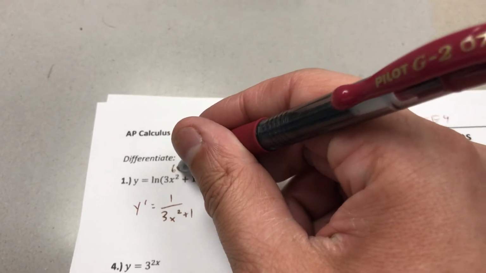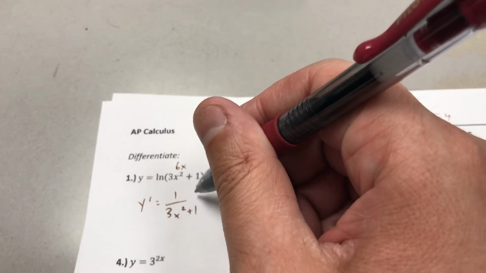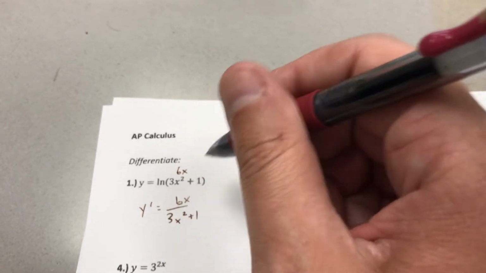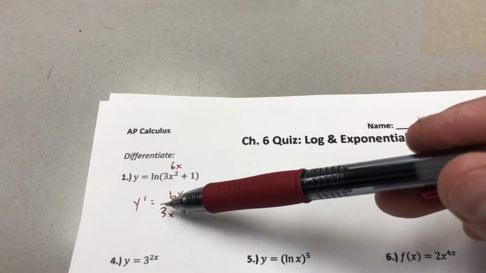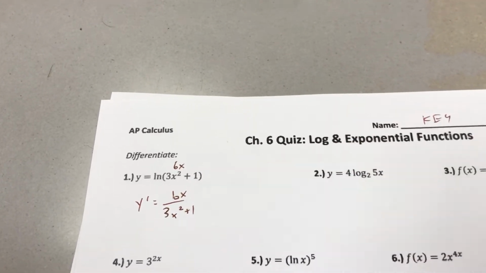So the derivative of the inside function is 6x. If we multiply by 6x, that's going to give us a 6x in the numerator. Be careful there, you can't divide 3 out of the top and bottom because 3 doesn't divide into 1, so we are just done with that one.